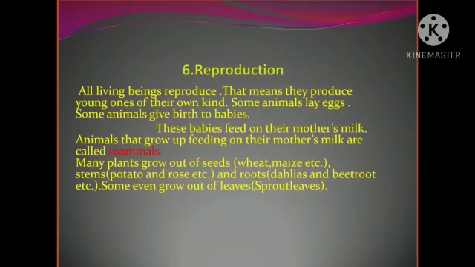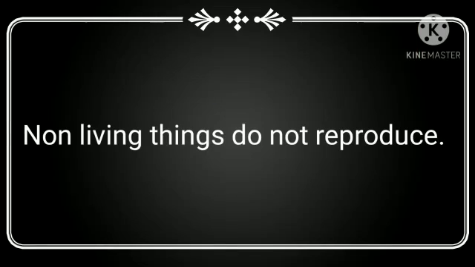Reproduction. All living beings reproduce. That means they produce young ones of their own kind. Some animals lay eggs. Some animals give birth to babies. These babies feed on their mother's milk. Animals that grow up feeding on their mother's milk are called mammals. Many plants grow out of seeds, stems and roots. Some even grow out of leaves. Non-living things do not reproduce.